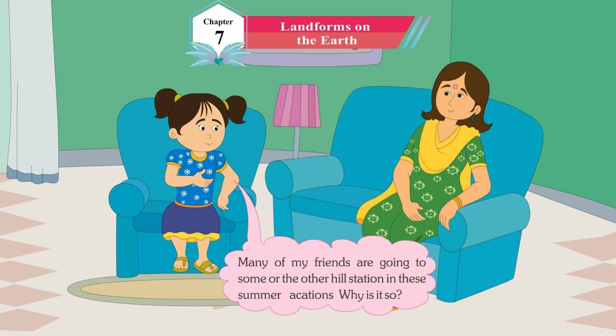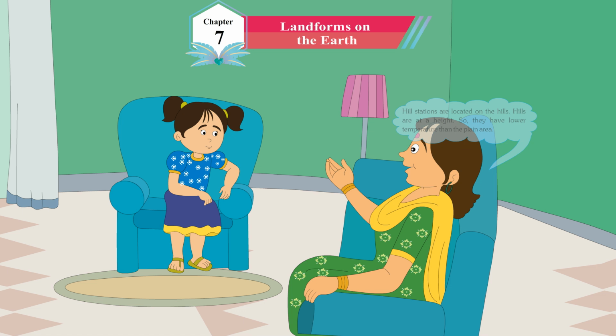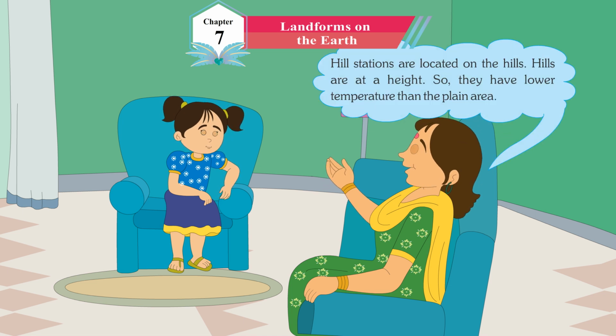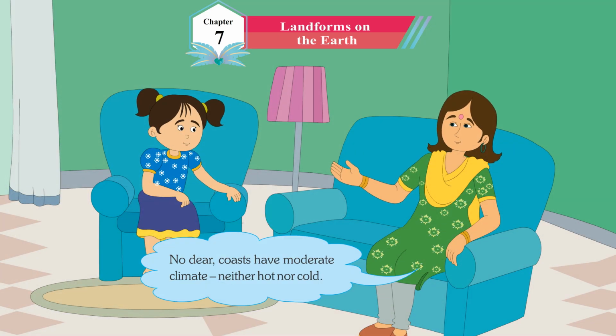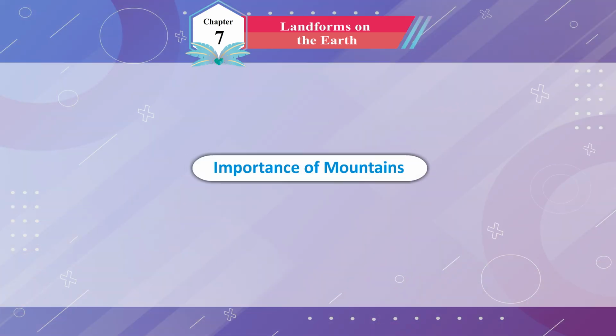Many of my friends are going to some hill stations or other in these summer vacations. Why is it so? Hill stations are located on the hills. Hills are at a height, so they have lower temperature than the plain area. Is it the same near the seas and oceans? No dear, coasts have moderate climate, neither hot nor cold.